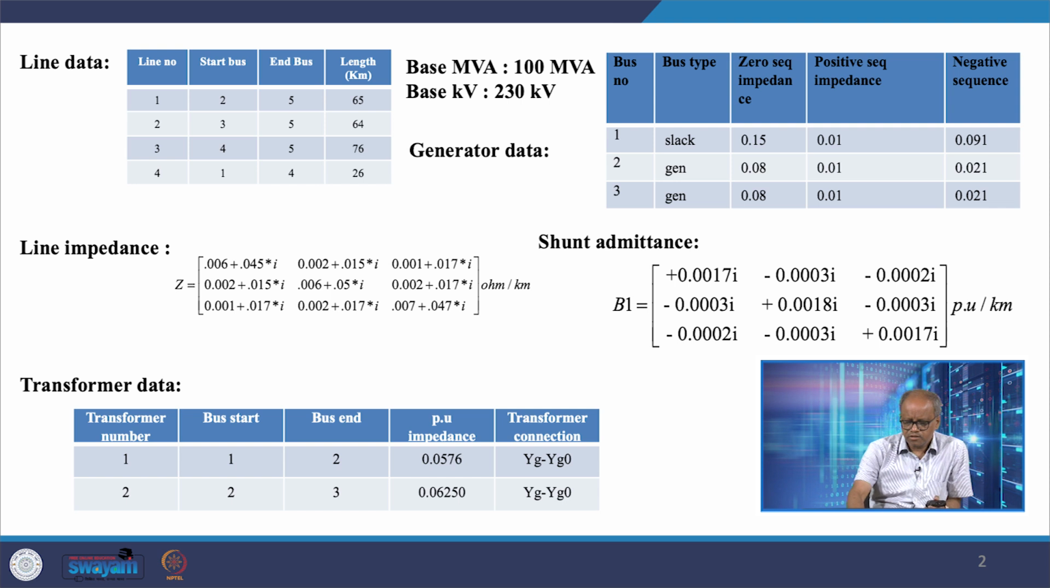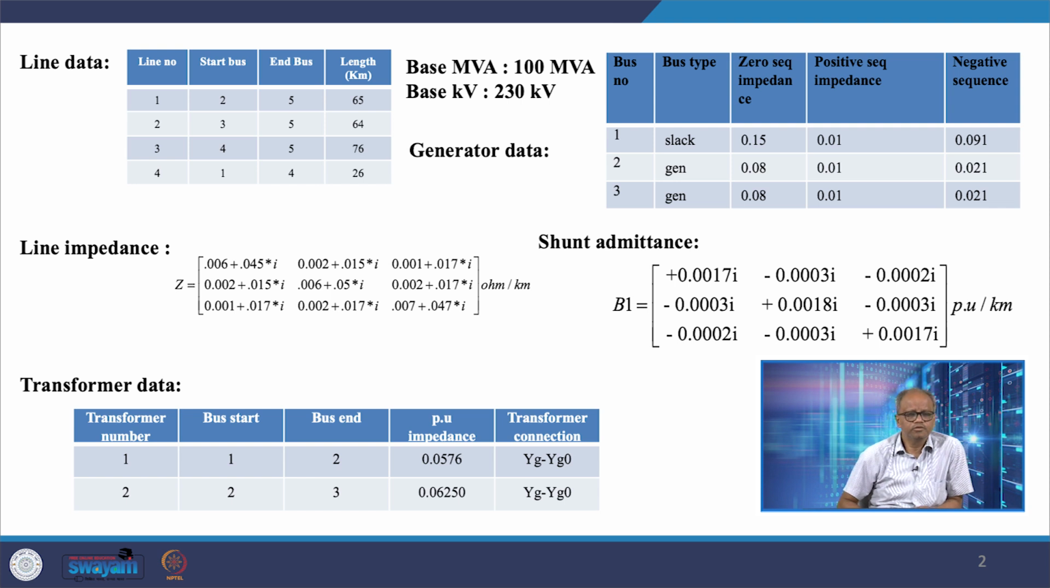And all these lines also have shunt admittance data, given in per unit per kilometer. So this is also given. And we have our base MVA as 100 MVA and base kV as 230 kV. Out of these three generators, bus 1 we have taken as the slack bus, and bus 2 and bus 3 are generator buses. And these three generators have zero sequence, positive sequence and negative sequence impedances which are given.